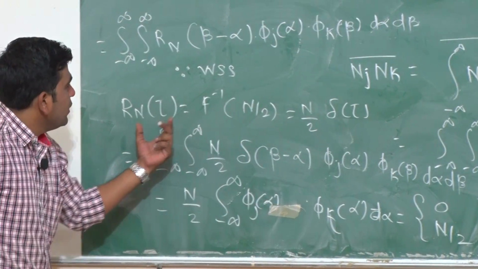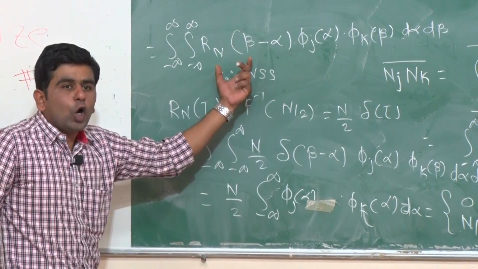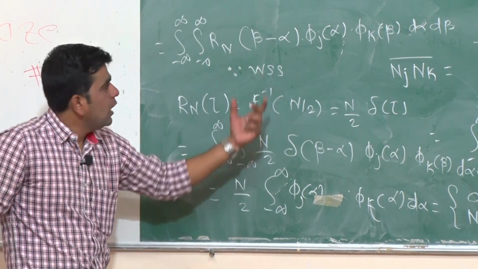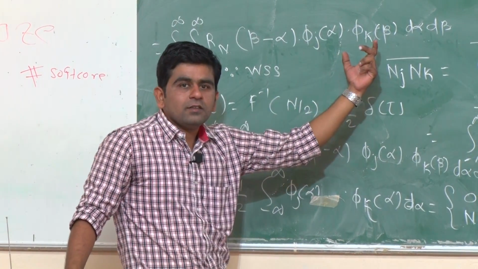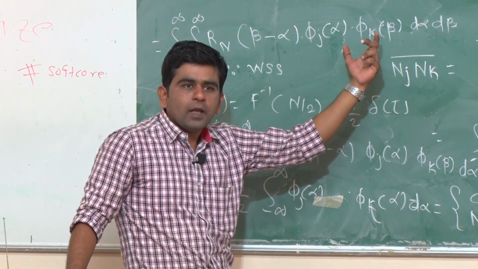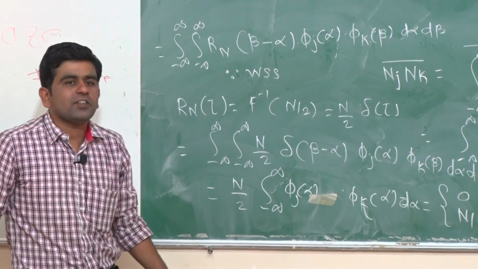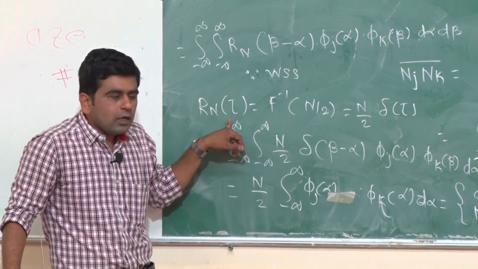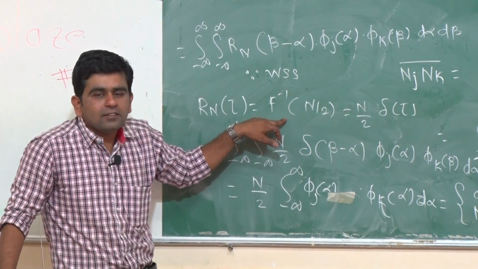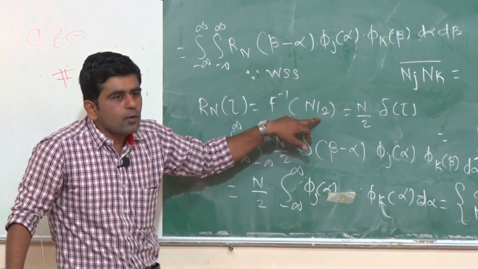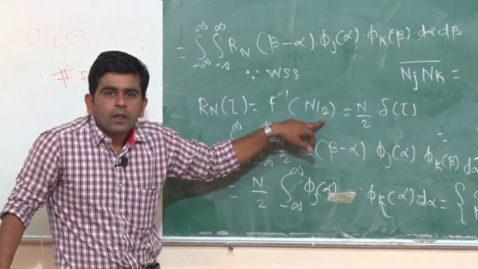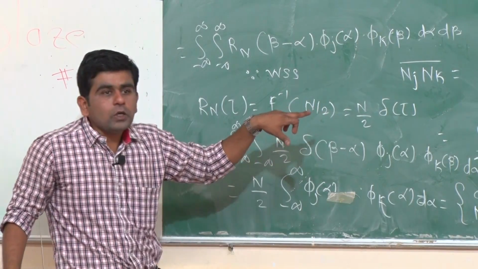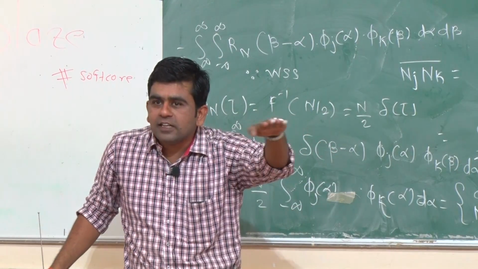Now here this is the autocorrelation function, and these are the basis functions, which are deterministic. As per the definition of the autocorrelation function, R_n of tau is nothing but the inverse Fourier transform of N by 2. And what is this N by 2? It is nothing but the power spectral density, which is uniform.